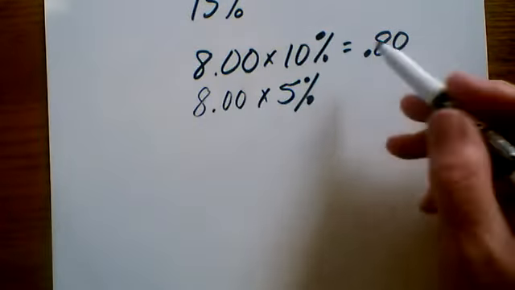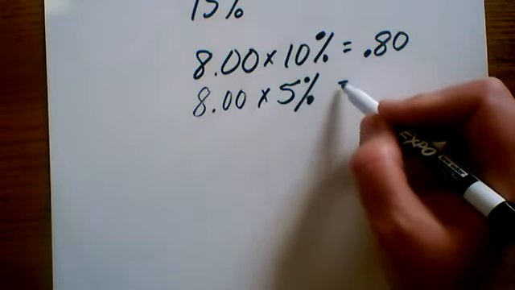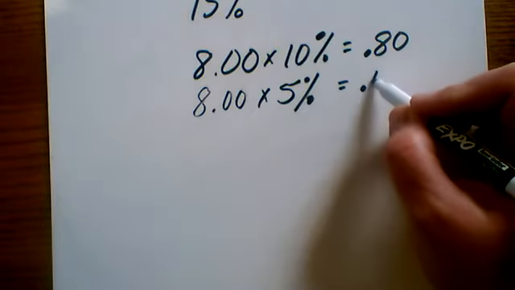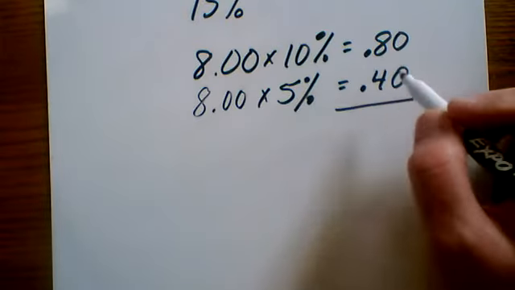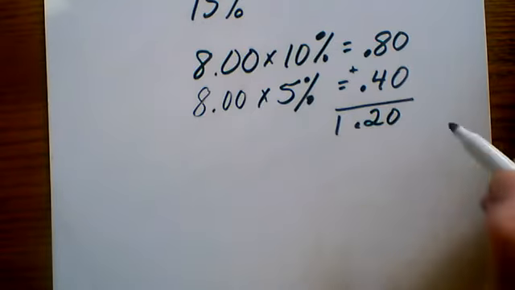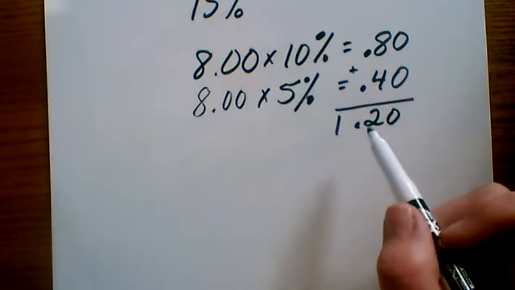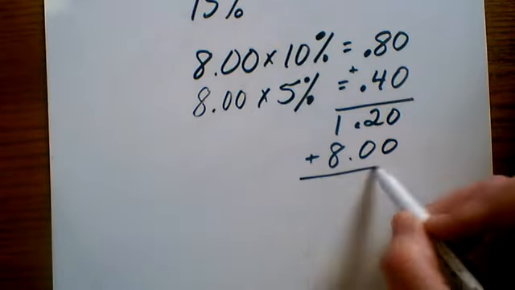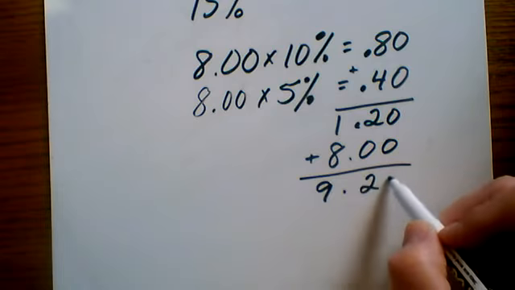And of course, they don't have to write out this equation. I'm just showing it to you to see what the process is. So half of 80 cents would be 40 cents. So if we add those two together, we get $1.20. So the tip would be $1.20 and the total bill would be $9.20.